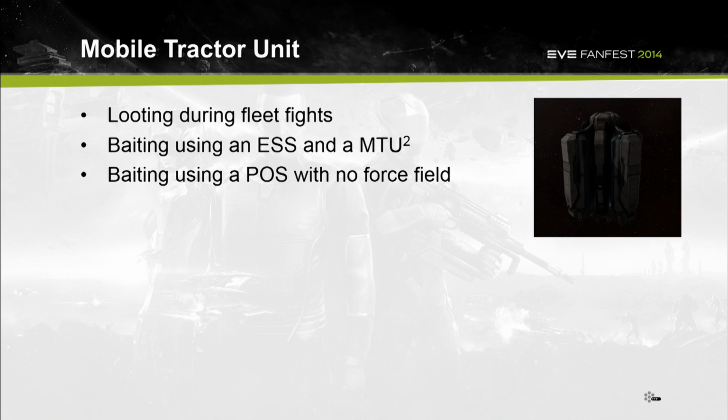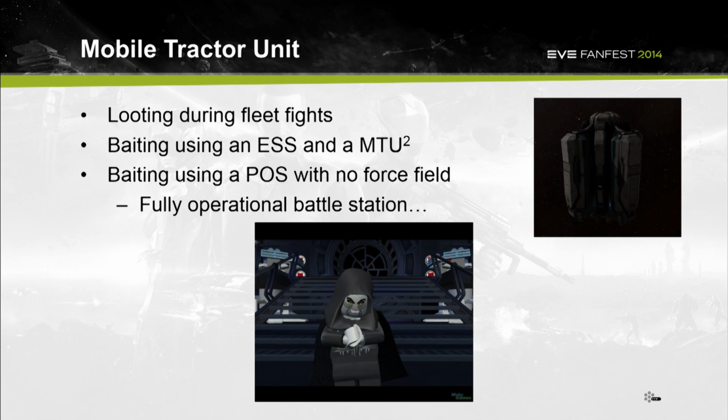But one of my favorites, I never found the actual source. It was from a podcast, but I couldn't actually get the right one. So I think this happens in a wormhole system. They set up a POS and put up no force fields and try to bait people in to come and kill the POS. But it so happens that it's a fully operational battle station, and they put a mobile tractor unit inside a ball of batteries. So people jump in, get slaughtered by the station defenses, and then just pull in the loot automatically. And this very much reminds me of Star Wars somehow. So that's pretty interesting.